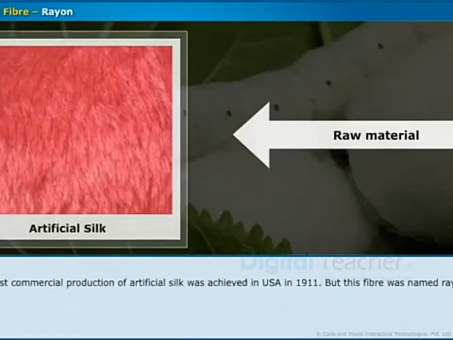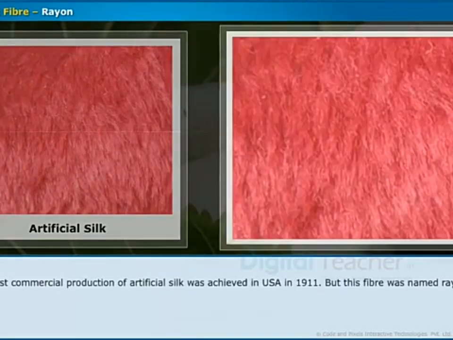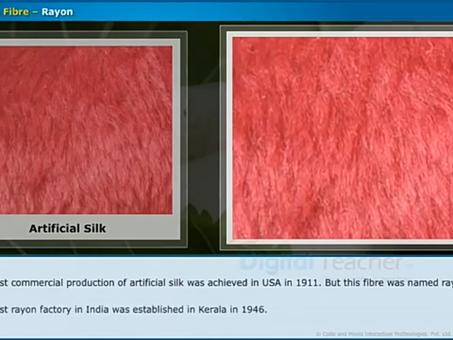The first commercial production of artificial silk was achieved in the USA in 1911, but this fiber was named rayon only in 1924. The first rayon factory in India was established in Kerala in 1946.